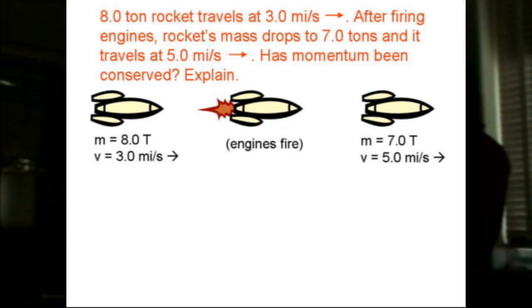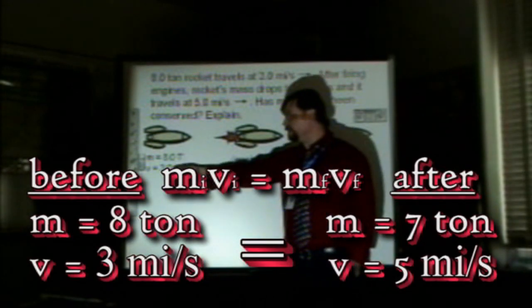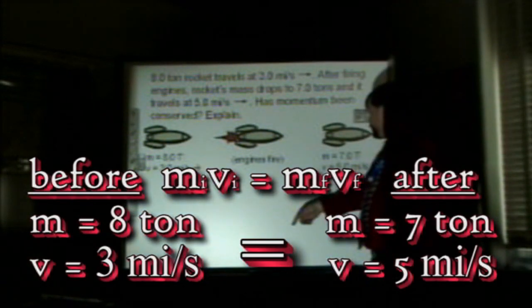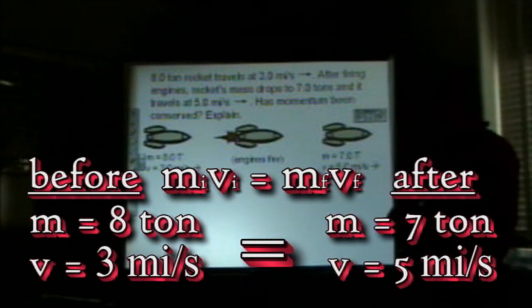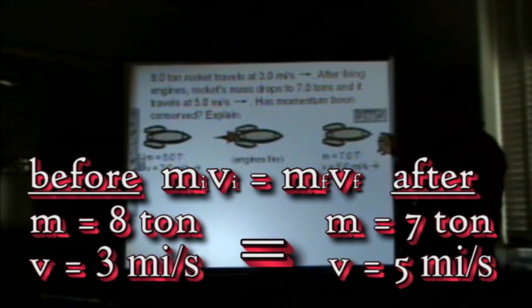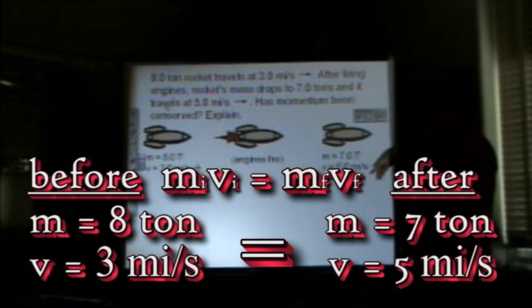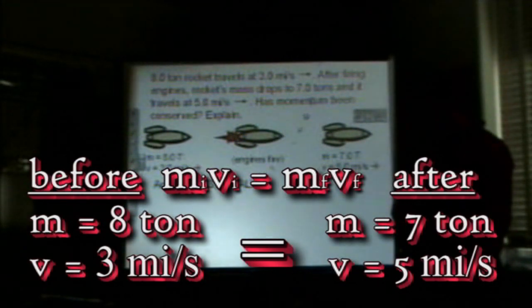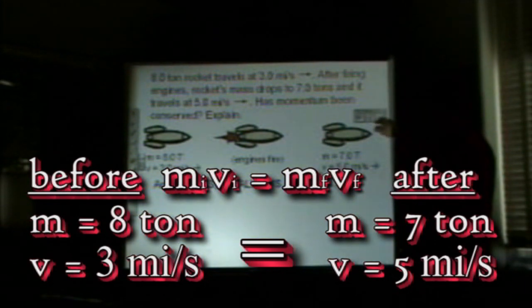We have an 8-ton rocket traveling at 3 miles per second. After firing engines, rocket mass drops to 7 tons, and it travels at 5 miles per second. Has momentum been conserved? We got mass times velocity. Momentum's always conserved. Yes, momentum is always conserved.